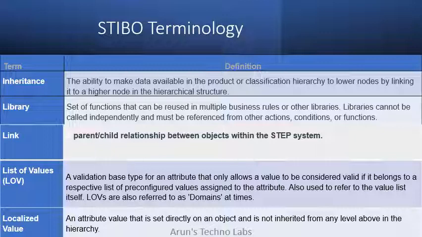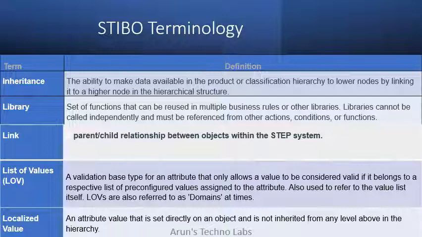And list of values. List of values is just like a drop down. It's a list of values from which you are going to select in the drop down. It is a validation base, where the attribute only allows values to be considered valid if they belong to the respective list of pre-configured values assigned to the attribute. Basically, this is static content which is used when you are collecting the data from the business.